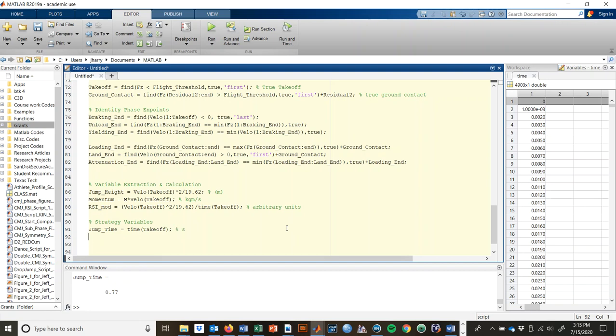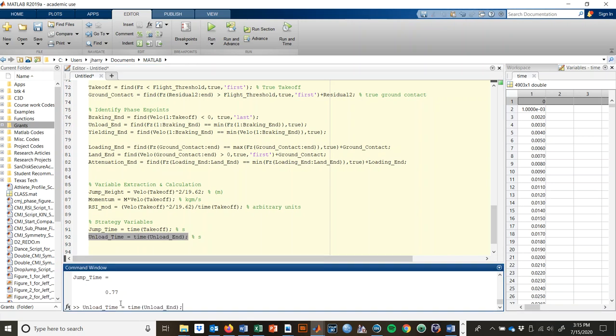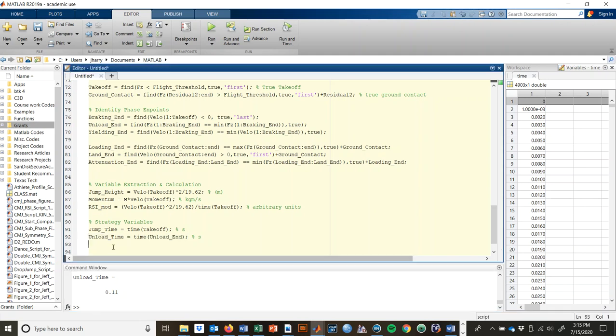All right, now what we'll do is start with the individual phases. I'll start with the unloading time. So the unload time would be time at unload end. Now I could subtract out time at the first data point, but for reasons we've talked about, I don't need to discuss that. I don't want to beat a dead horse, so we're just going to use time at the unload end. All right, 0.11 seconds, pretty fast unload for this trial.